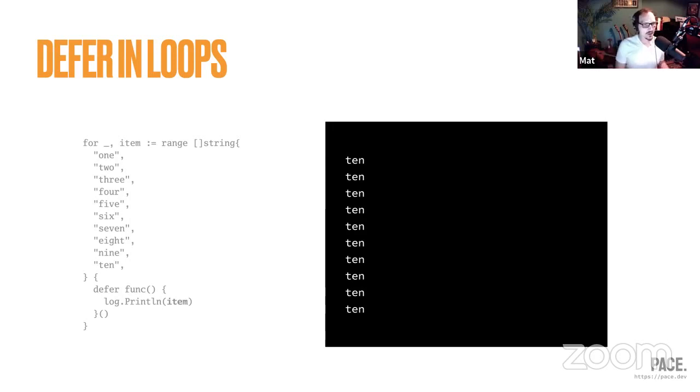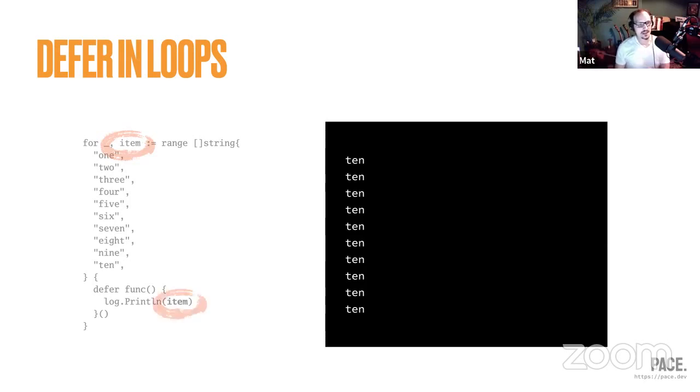And what's going on is this item variable is getting reused when it ranges over. Since the defers all happen once this function's exited, by that time the item has been set to 10. And so they all are pointing essentially to the same thing. They all then print 10.